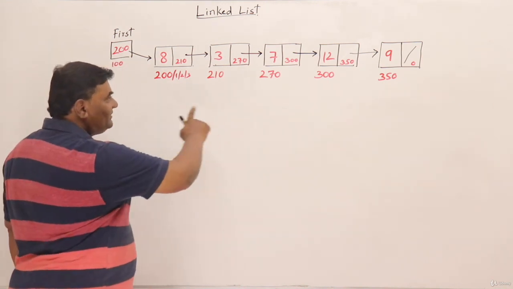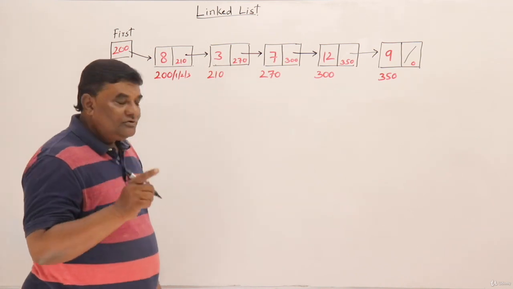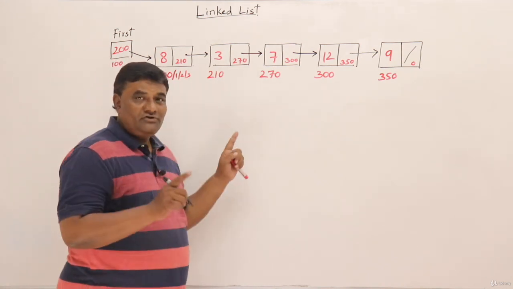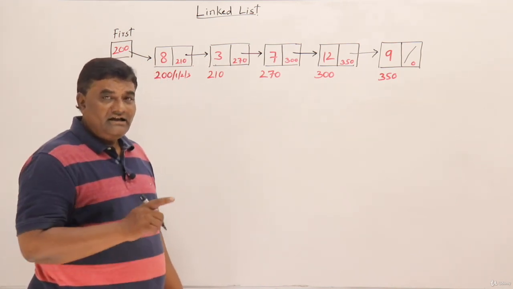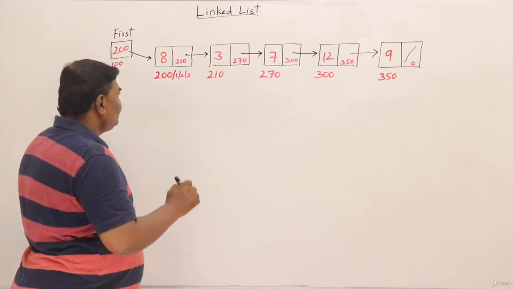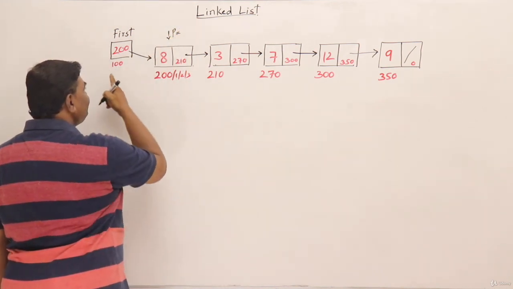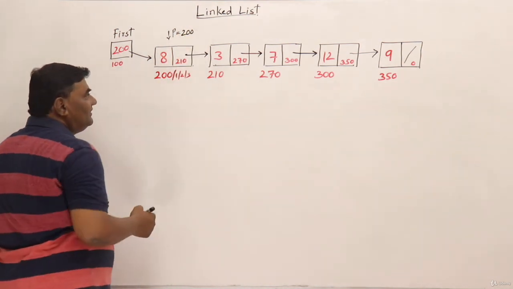For visiting all the nodes one by one, we must start from the first node. This pointer first will give the address of the first node. We should not disturb pointer first. We should take one more temporary pointer and take the help of that pointer. So let us take one pointer P pointing to this first node. Its address is 200, so this should be 200.